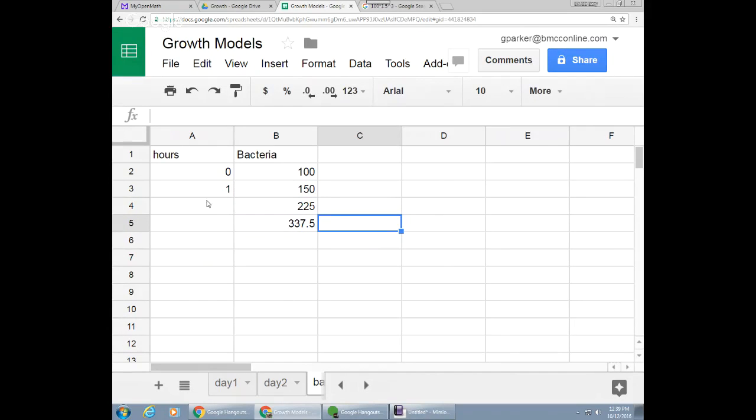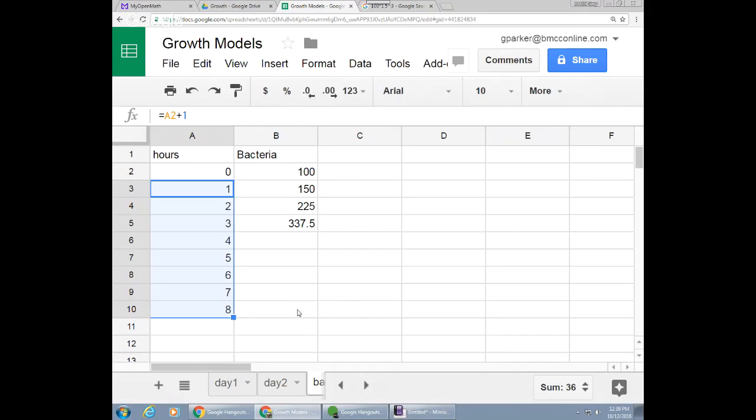How do I get the 0, 1 pattern to continue? Anybody? I could just add 1, yeah. So I could go here, go equals 0 plus 1. And notice I didn't type 0. I clicked on 0 where 0 was. Click back on the formula and fill it down.